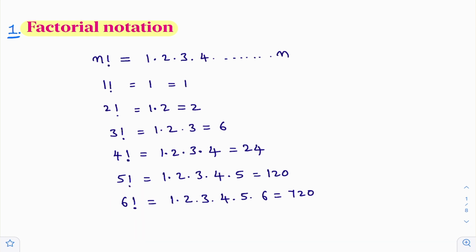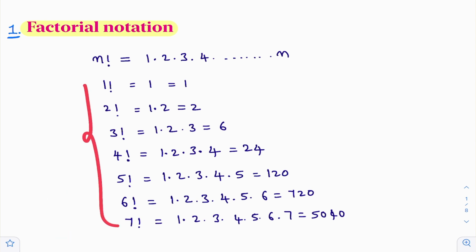Okay. Next, 7 factorial. 7 factorial is 1 into 2 into 3 into 4 into 5 into 6 into 7. If you multiply all these things, 720 into 7, what you will get? 5040. Till here at least you memorize. No need of 8 factorial, 9 factorial, 10 factorial. I am not asking you to memorize those, but at least these things you need to memorize because we use this very frequently.